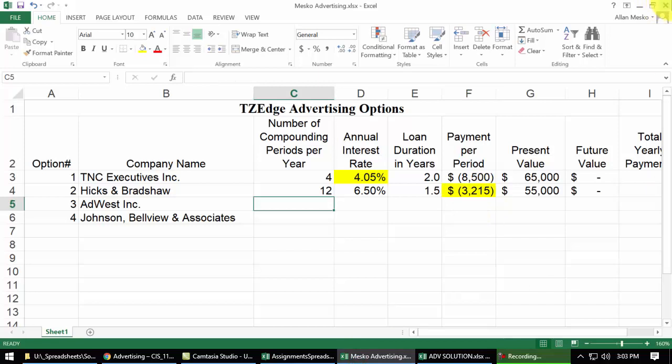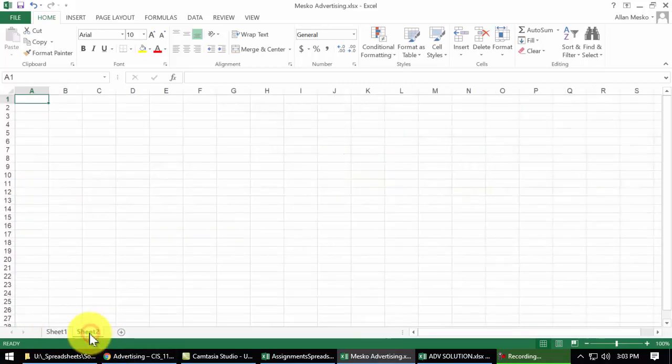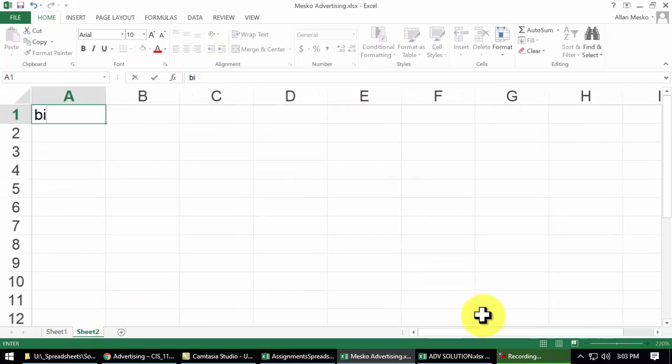Option 3 says Ad West Incorporated has proposed an ad campaign costing $44,000. This agency is willing to accept semi-annual payments of $9,200 until the campaign is paid off. Let's talk for a moment about these two prefixes. How many wheels are on a bicycle? How many parties does it take to have a bipartisan agreement? Takes 2. How many legs does a biped have? 2. So bi means 2.